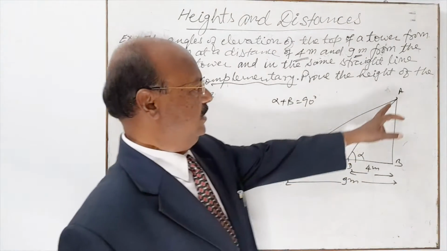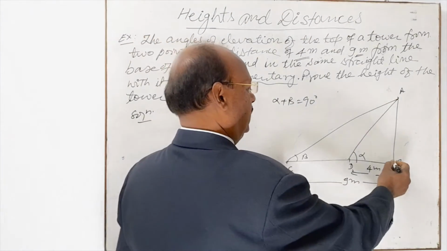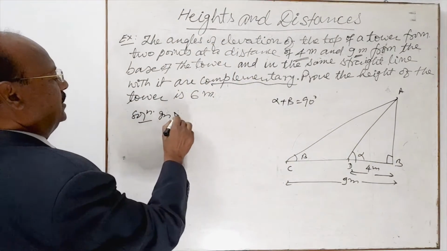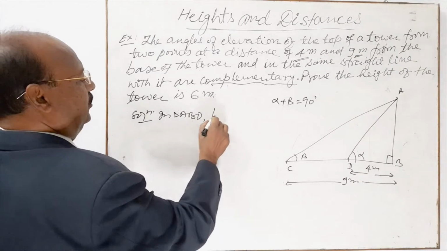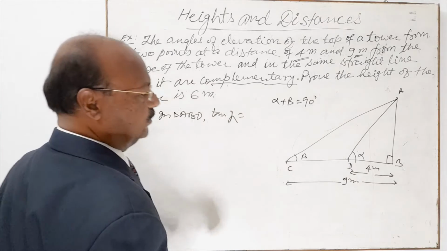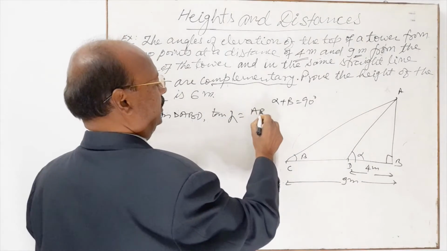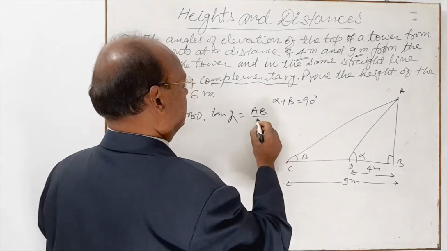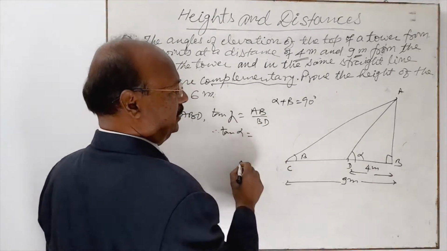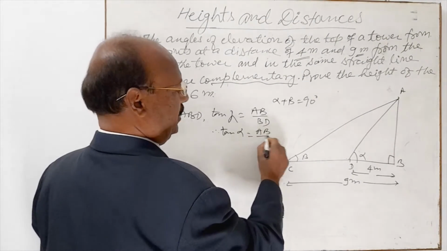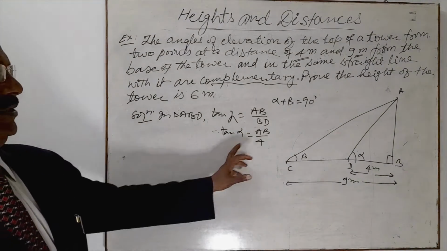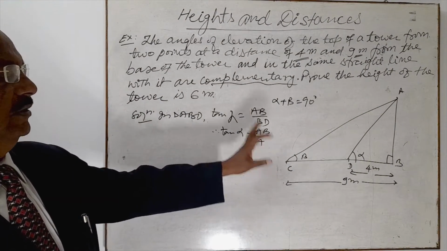First of all, we will take this right angle triangle ABD. Here angle B is 90 degree. So in triangle ABD, we can write tan of alpha is equal to perpendicular AB by base BD. And therefore, tan of alpha is equal to AB and BD is 4. So tan alpha is equal to AB by 4.